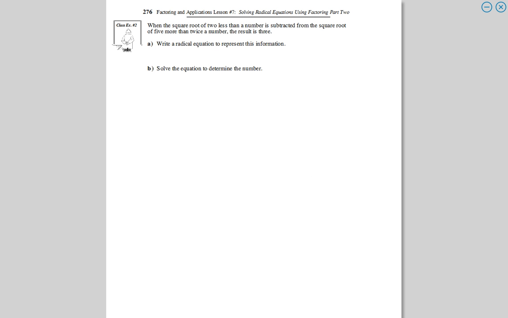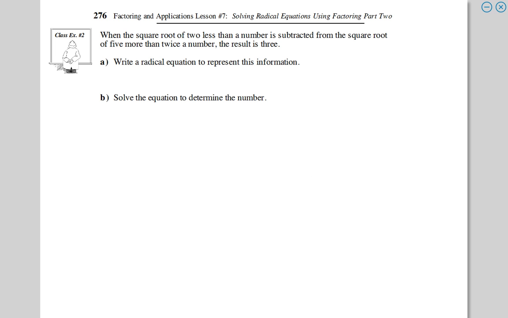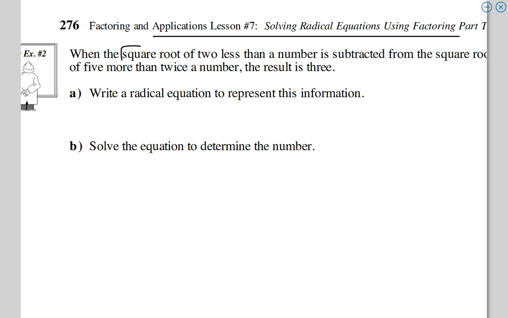Let's try class example 2. Oh my gosh, they don't even give you the equation. You have to come up with it on your own. So we're going to go through this one slowly and translate the language into the words. Okay, the square root of 2 less than a number.